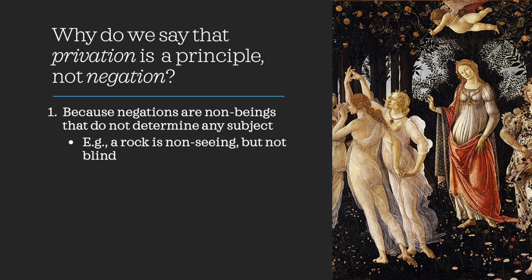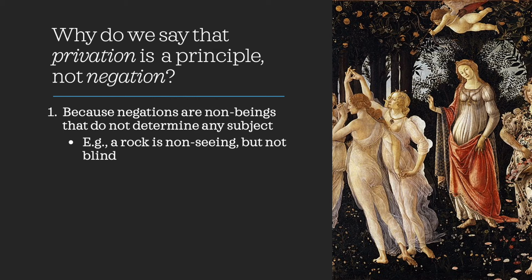In order to be blind, there must not only be the removal of sight, but there must also be some subject disposed to have sight. Here's another example. A tree is non-knowing. A human may also be non-knowing, but a tree is not ignorant, whereas a human might be ignorant.